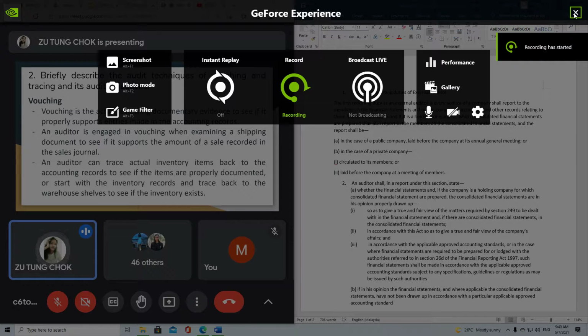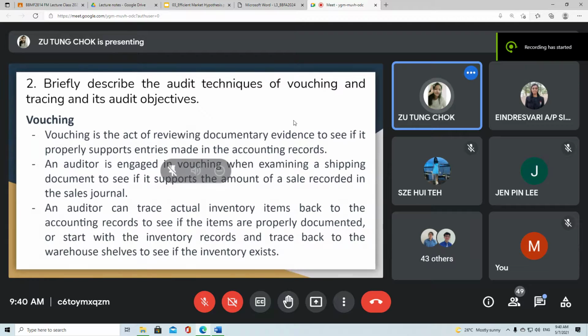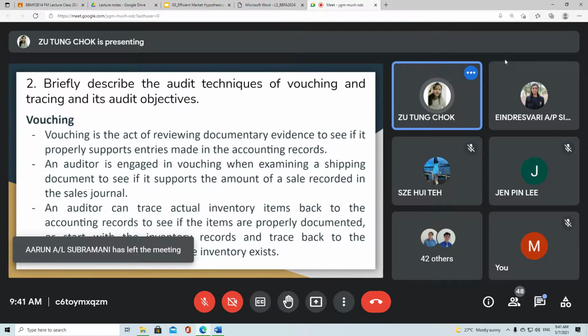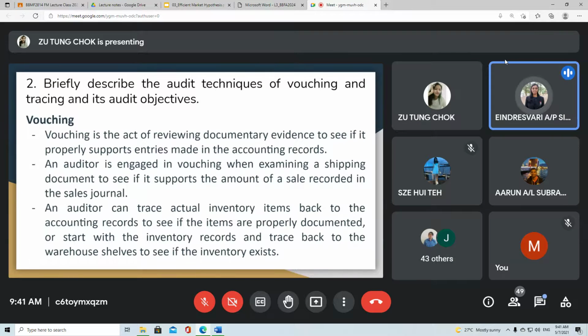To see if it properly supports entries made in the accounting records. An auditor is engaged in vouching when examining a shipping document to see if it supports the amount of a sale recorded in the sales journal. Okay, before we continue, what is accounting records?